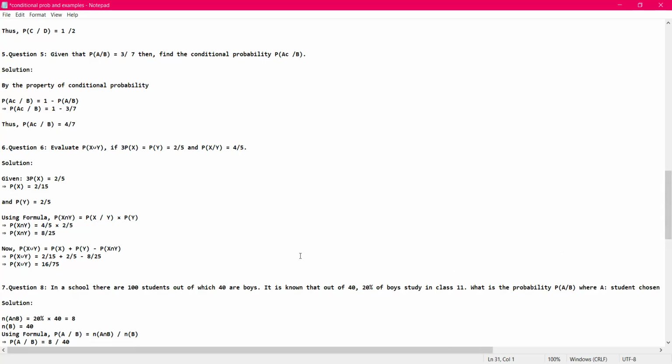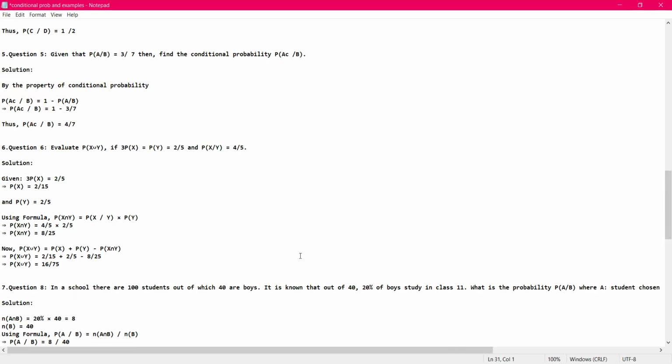What is 3 times P of X? It equals 2 by 5, so P of X equals 2 by 5 into 1 by 3, that is 2 by 15. Next, the value of the probability of Y is 2 by 5. Using the conditional probability formula, P of X intersection Y equals P of X given Y into the probability of Y. So P of X intersection Y is 4 by 5 into 2 by 5, which equals 8 by 25.